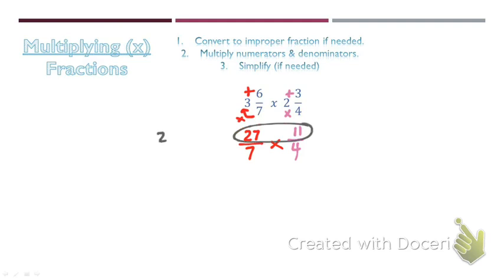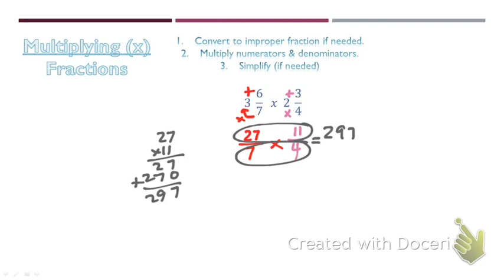Let's see, 27 times 11, we get 297. And 7 times 4, we get 28. Now we have an improper fraction, so we have to convert. We are going to divide. 28 can't go into 2. It goes into 29 once. So I'm going to bring down my 7. It can't go into 17, so it goes in 0 times.